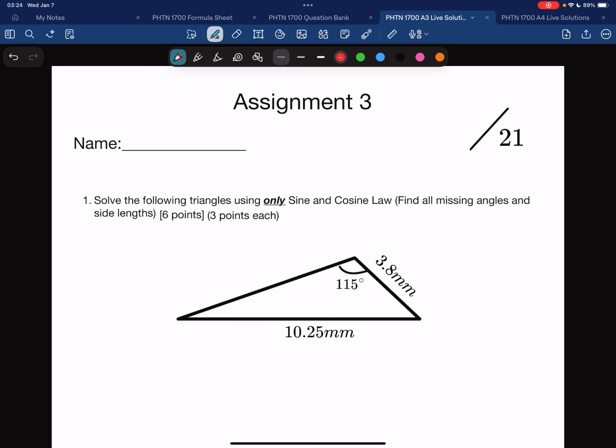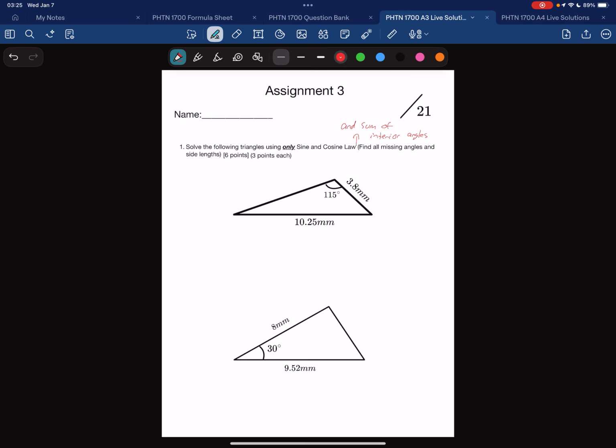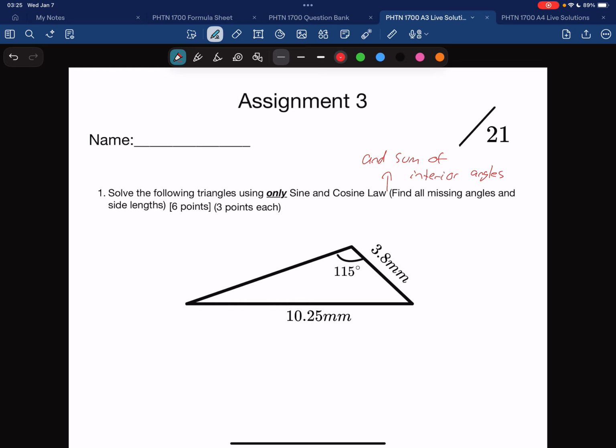Something I should have put in here, but I did not, was that you're also allowed the sum of interior angles. So this is what we discussed in class. Sometimes you need this one depending on what you were given for the triangles. So we will need that for the first one, not for the second one though. Future questions have their wording revised.